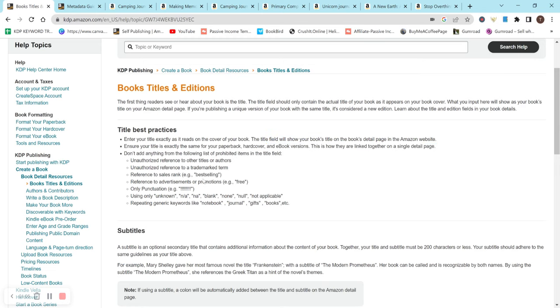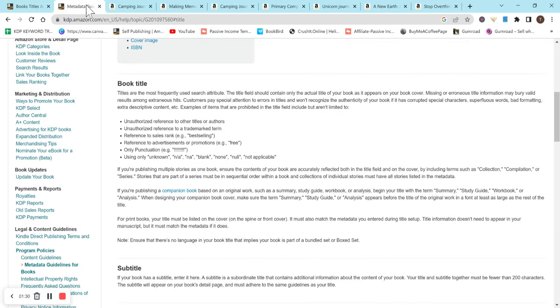You can't say best-selling. You can't say free. You can't do a few things. You're only allowed to use certain words, so just take note of that. Look over it. It also says repeating generic keywords like notebook, journal, gifts, books, etc. is not allowed. So that is something else to note and something I see quite frequently.